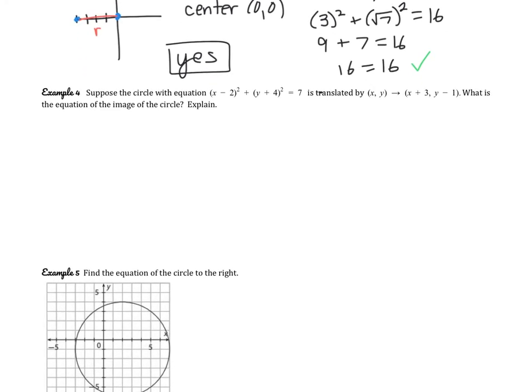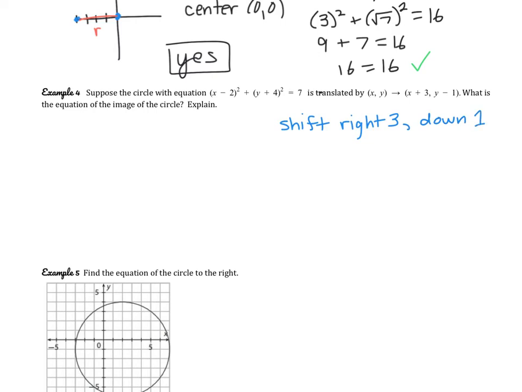All right, let's move on to example 4. Here it says, suppose the circle with the equation (x minus 2) squared plus (y plus 4) squared equals 7 is translated according to this rule. What is the equation of the image of the circle? So let's interpret in words what's happening with this transformation rule. This is essentially saying that we are shifting our circle to the right 3. X plus 3 means we're moving to the right 3, and then down 1.